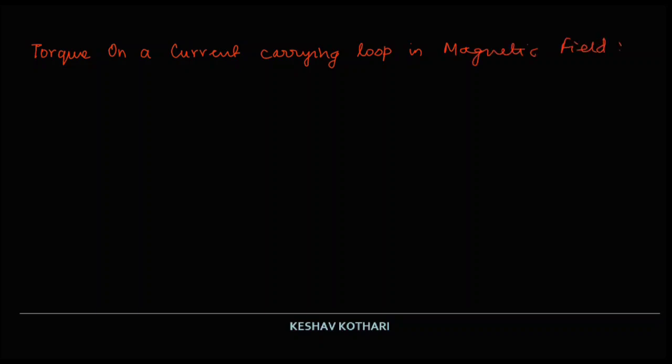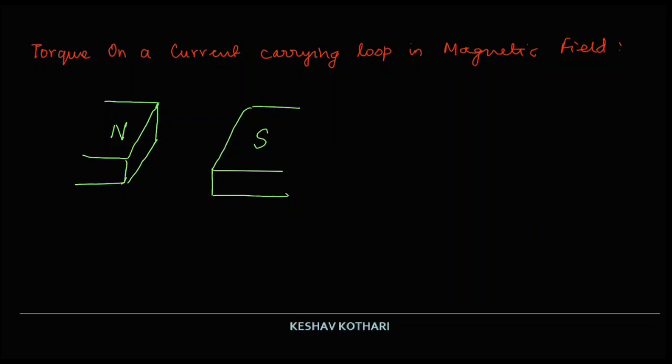In order to understand this concept in a better way, I am drawing an arrangement like this. I am considering that the two poles of the magnet are facing each other. This is behaving like a north pole, and this section is the south pole. And over here, in the middle of this magnetic field region, I am placing a current carrying coil which is carrying current like this.